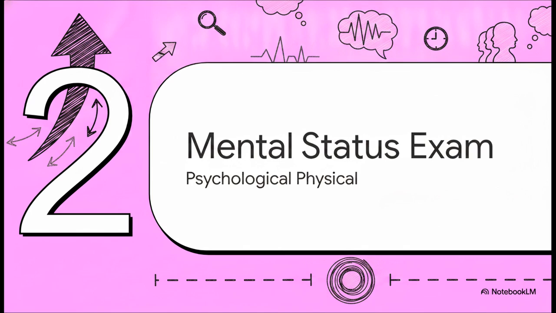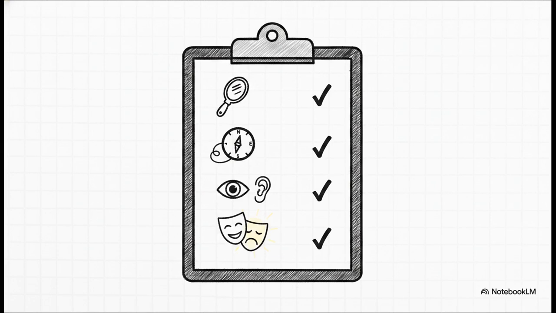Moving right along to Section 2, the mental status exam, the psychological physical. Originally formulated by Adolf Meyer way back in 1902, the mental status examination is basically the psychological equivalent of a routine medical physical. But how exactly does it work? Well, a clinician goes through a checklist. They check your orientation, which is documented as oriented times 3, meaning you know who you are, where you are, and what time it is.